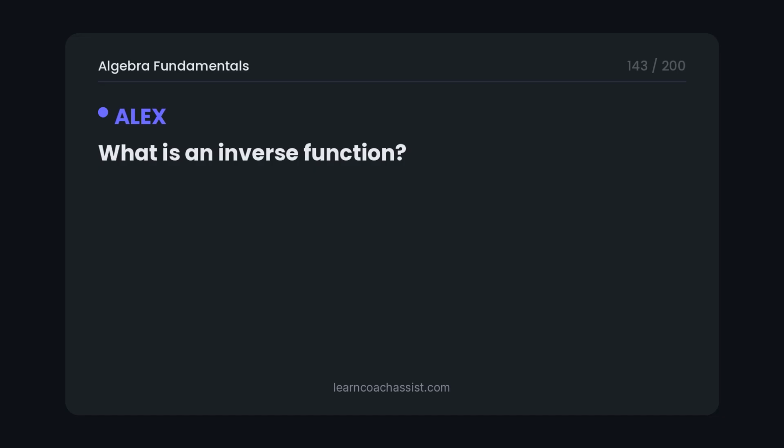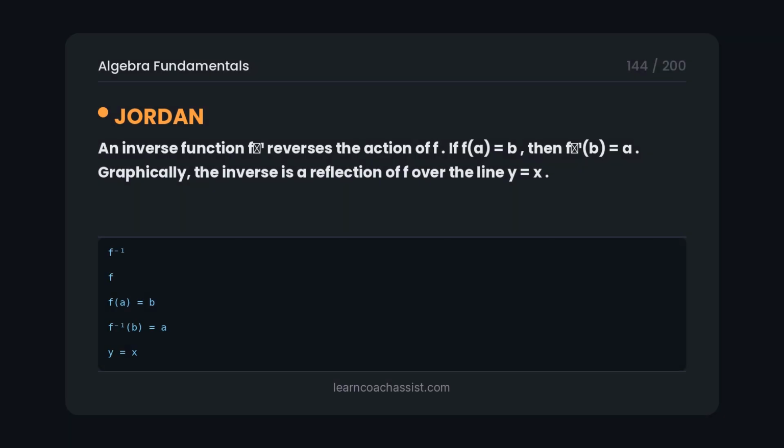What is an inverse function? An inverse function f^(-1) reverses the action of f. If f(a) equals b, then f^(-1)(b) equals a. Graphically, the inverse is a reflection of f over the line y equals x.